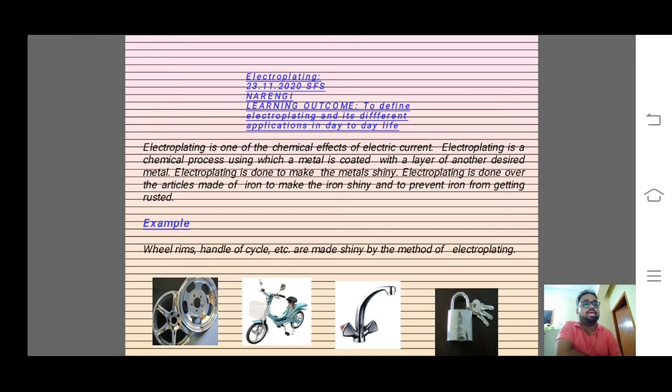Electroplating is one of the chemical effects of electric current. You can see some pictures I have given here: a key, then the knob which you use in the bathroom, then a cycle, then wheels, alloy wheels. Electroplating is a chemical process in which a metal is coated with a layer of another metal, and it is done to make the metal shiny.